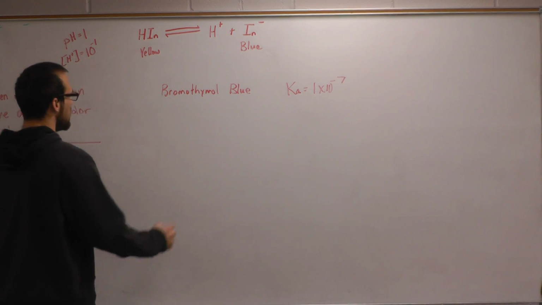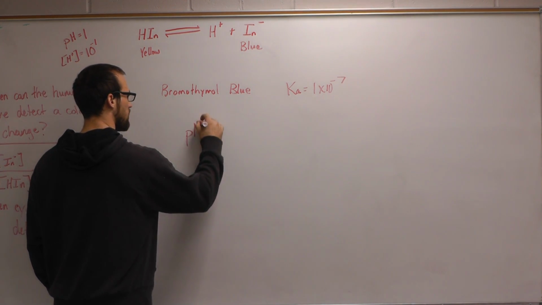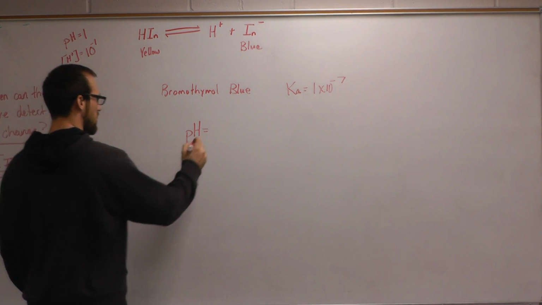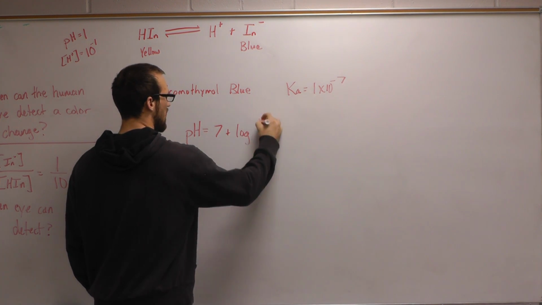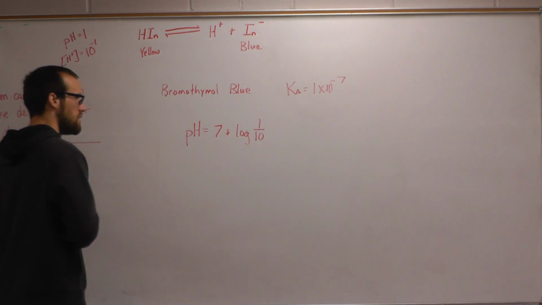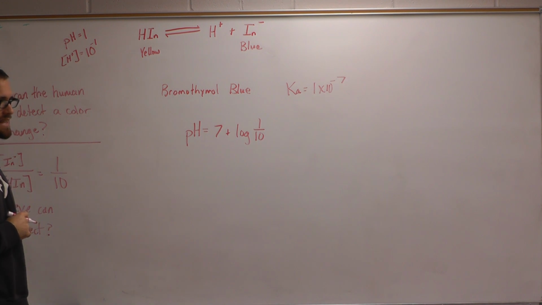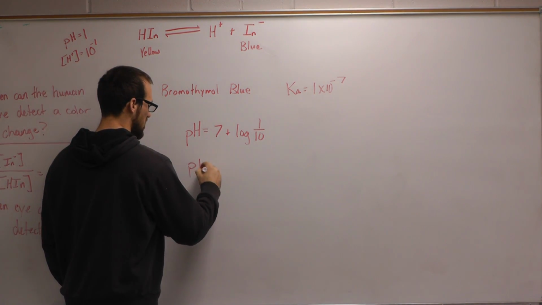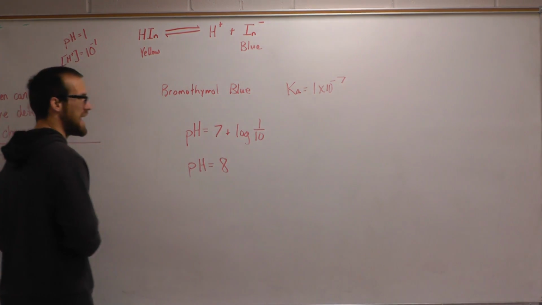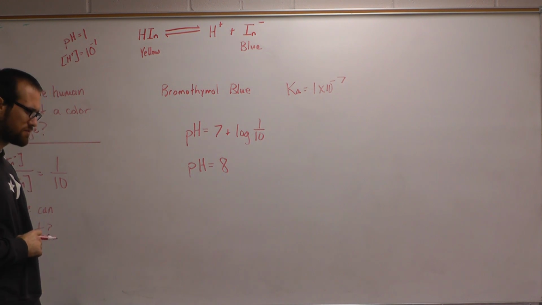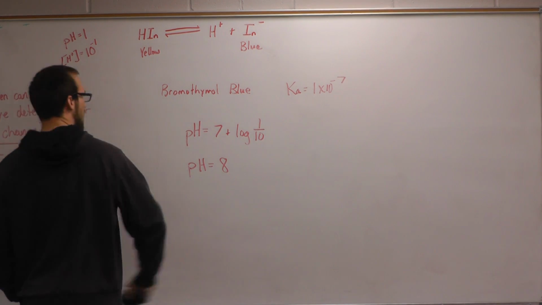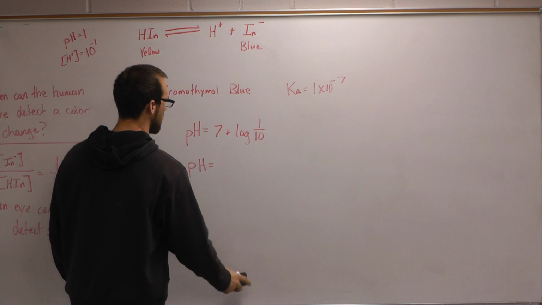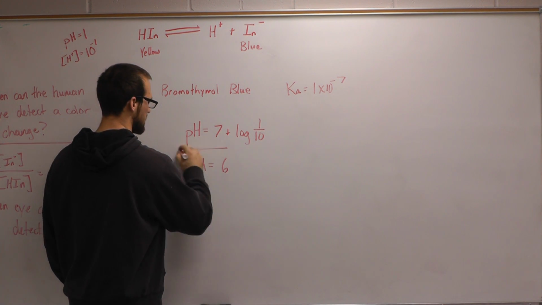Well, we can use our Henderson-Hasselbalch equation. First of all, what is the pKa of 1 times 10 to the negative 7? 7 plus log of 1/10. Log of 1/10 is negative 1. Sorry, so we would see a pH of 6.